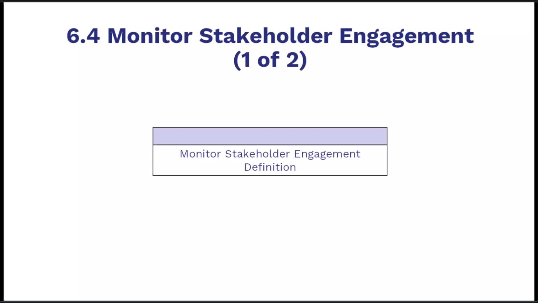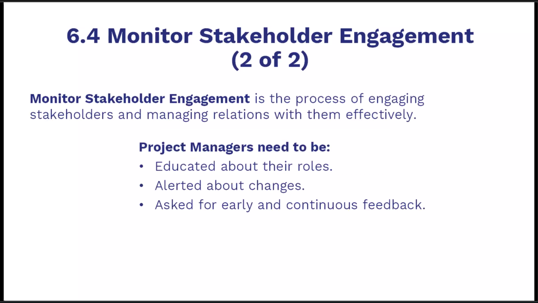6.4. Monitor stakeholder engagement. Continuously verify that stakeholder relationships are healthy and productive. Engage regularly, track sentiment, and respond quickly to shifts. Ensure project managers are clear on their roles, promptly alerted to changes, and invited to provide early, ongoing feedback. Use structured check-ins and dashboards to detect issues, adjust plans, and sustain alignment.